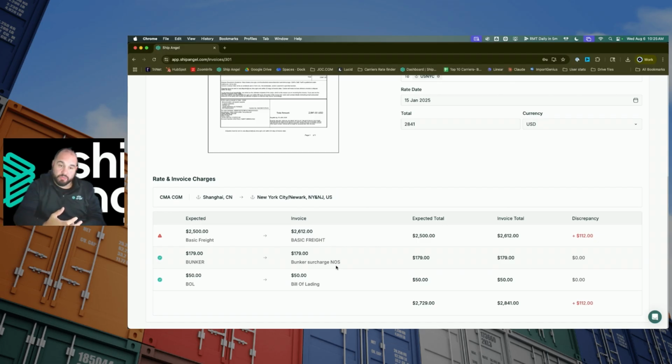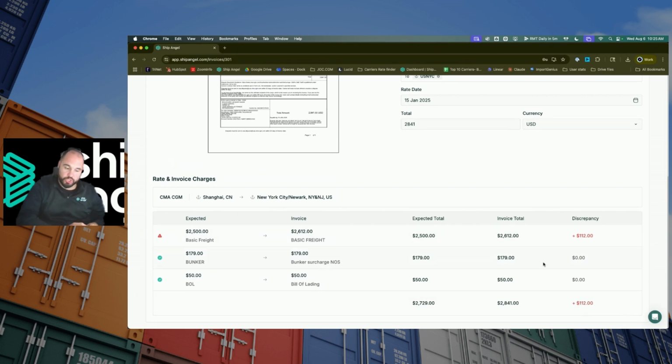And then what our system is able to do, utilizing our artificial intelligence machine, the same one we showed you in Copilot and the same AI that we utilize to process rates, is show you what the system expected to be billed on this, whether it's 1 container or 10 containers. We can show you an expected amount and then compare expected versus invoice to understand what the discrepancies are.